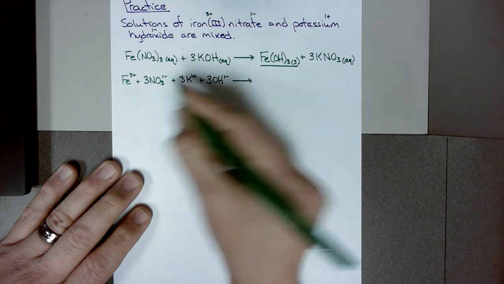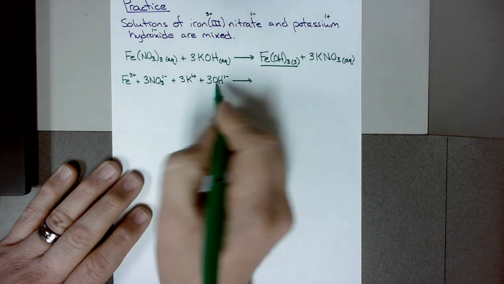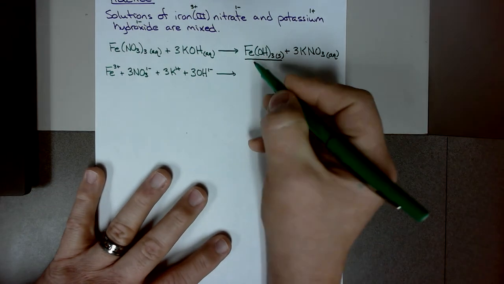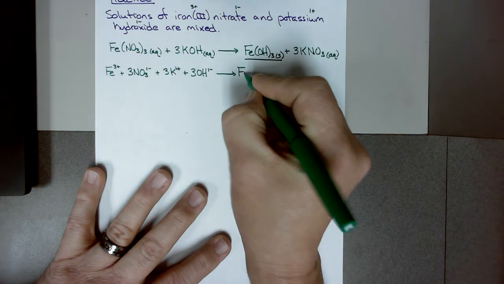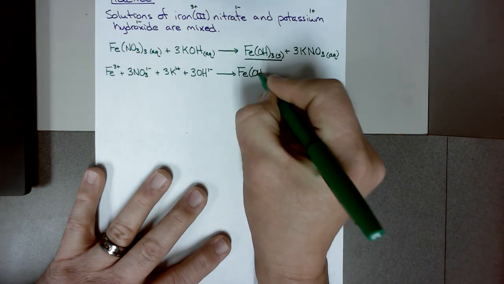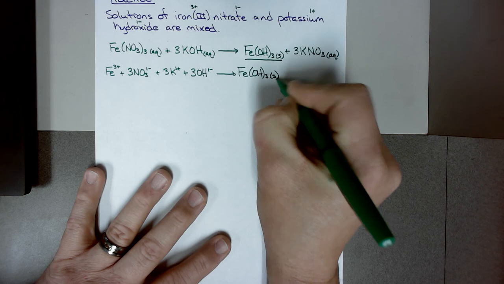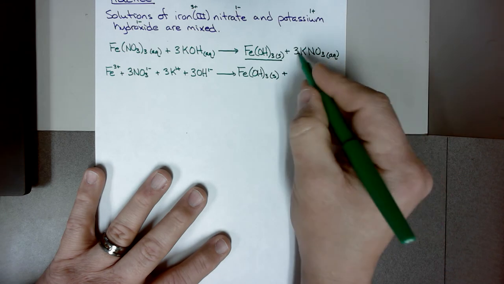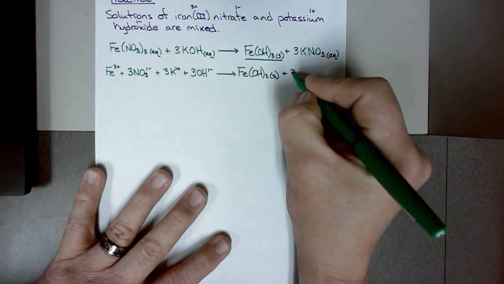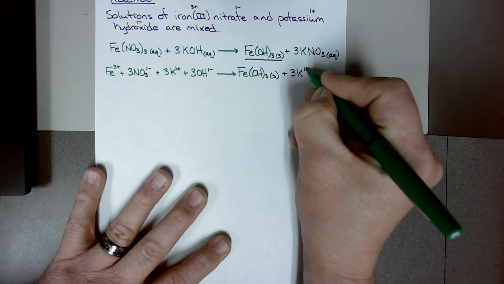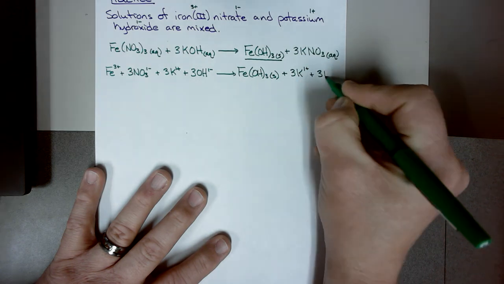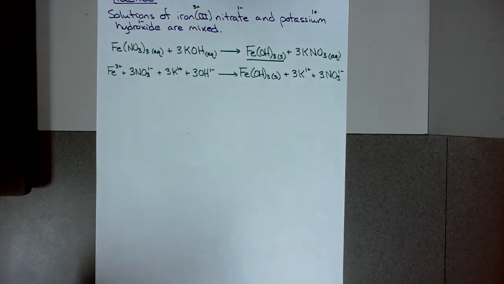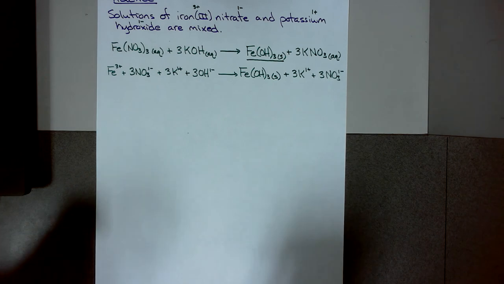Now all these ions are aqueous. I'm just not writing aqueous because I don't have enough space, but we know that ions only exist in aqueous form. Now we have the solid, so we have to leave it written as is, because it does not dissociate, and you must make sure you write the solid symbol. And then these are aqueous, so we dissociate. We have 3 potassium 1 pluses plus 3 NO3 1 minuses.